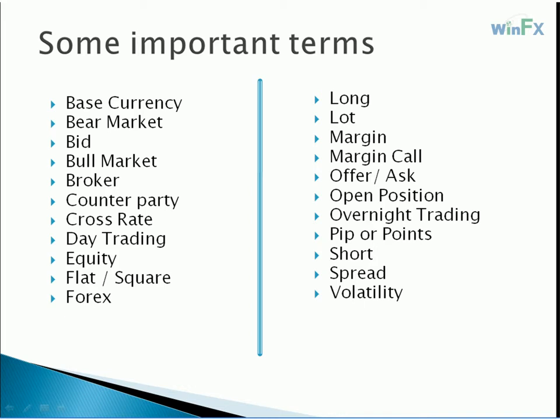Term number 7, cross rate. Cross rate is an exchange rate between two currencies, usually constructed from the individual exchange rate of two currencies. Cross rate is measured against US dollars. Next term is day trading. Day trading refers to opening and closing the same position or positions before the close of that day, which is at 9 p.m. or 2100 hours GMT.